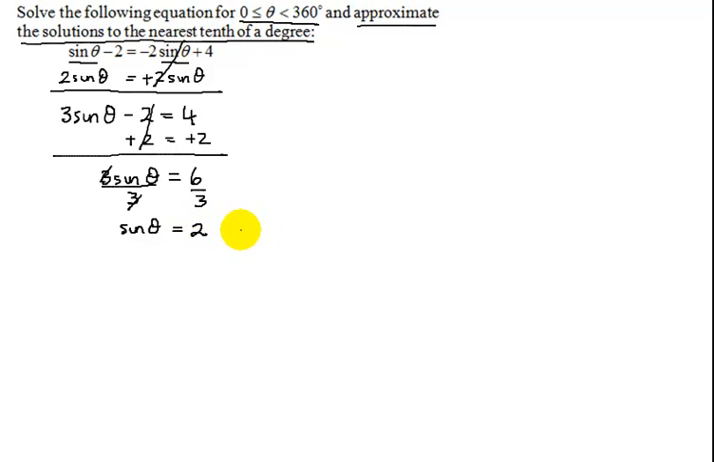Well, hopefully you remember from all the graphing we've done and all the other work we've done that the sine of theta has to lie somewhere between negative 1 and 1. If you remember the unit circle, the maximum y value on the unit circle is 1, the minimum is negative 1. So the sine of theta must lie between negative 1 and 1. And we're looking for a value of theta that makes the sine of theta equal to 2. Well, 2 definitely doesn't lie between negative 1 and 1, therefore this is impossible. Therefore there is no solution.